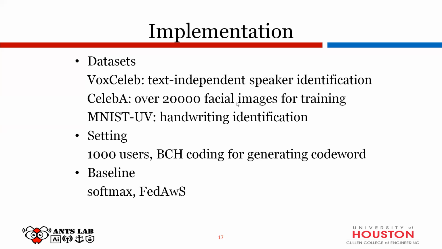So I need some further refining here. For this data set, it is labeled, right? So they pick 1,000 users from each data set. Then they change the data. They use the BCH coding to change the data, right? To generate the code word. Yes. So they do some post-processing of those data. Okay. So that is basically the implementation, the data set, the setting, and the baselines.